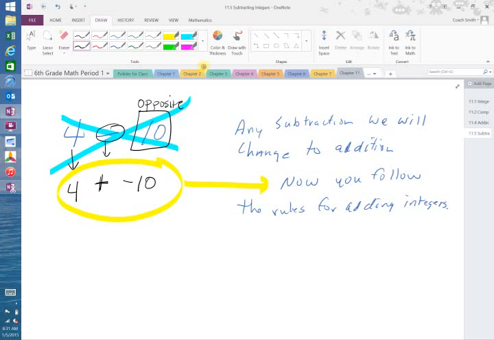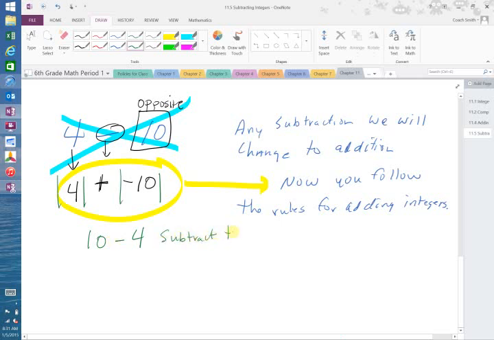To simplify this problem, I have to take the absolute value of 4 and negative 10. What is the absolute value of 4? 4. What is the absolute value of negative 10? 10. So I subtract the absolute values. Now, people get confused here. They'll go, well, that's just the same problem that we did. No, it's not. What is 10 minus 4?